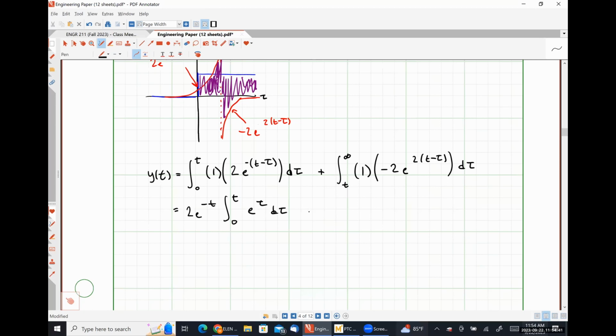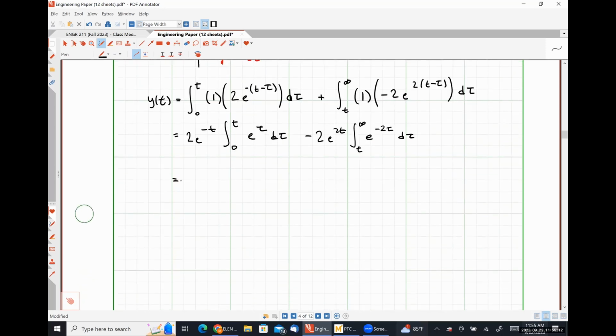Now I'm going to pull out a factor of negative 2e to the positive 2t, integrating from t to infinity of e to the negative 2 tau d tau. I believe I did that part correctly as well. All right.